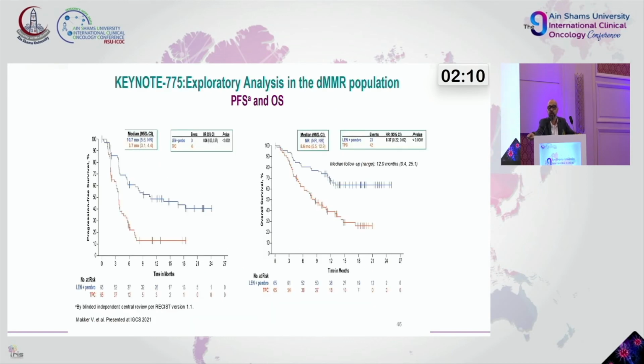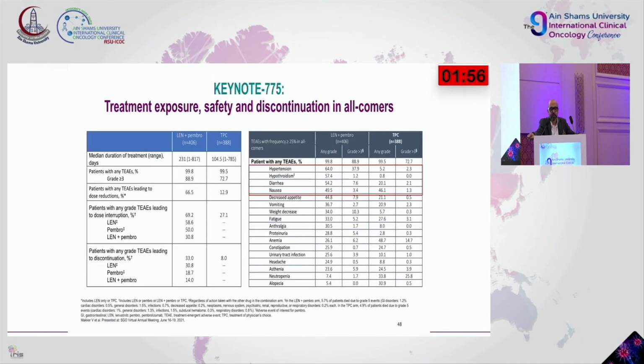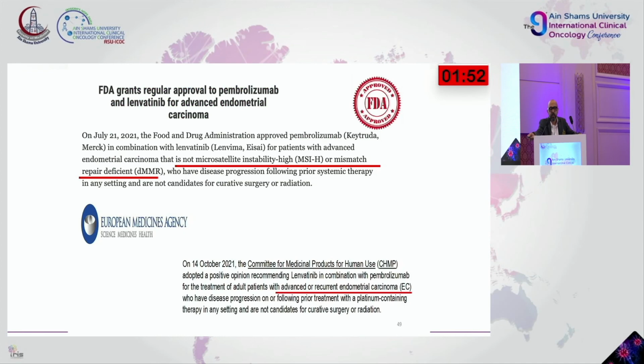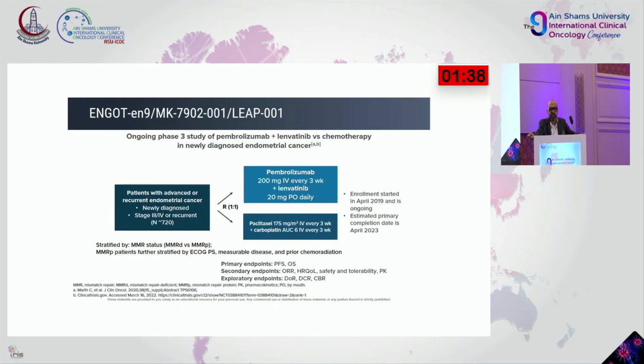In the exploratory analysis of the deficient mismatch repair population, we see a very high overall survival, which was not reached, versus 8.6, and progression-free survival, which was 10.7 versus 3.7. Treatment exposure, safety, and discontinuation for all comers. So the FDA granted regular approval of pembro and lenvatinib for advanced endometrial cancer that is not microsatellite instability-high or mismatch repair deficient, who had disease progression following prior systemic treatment in any setting.